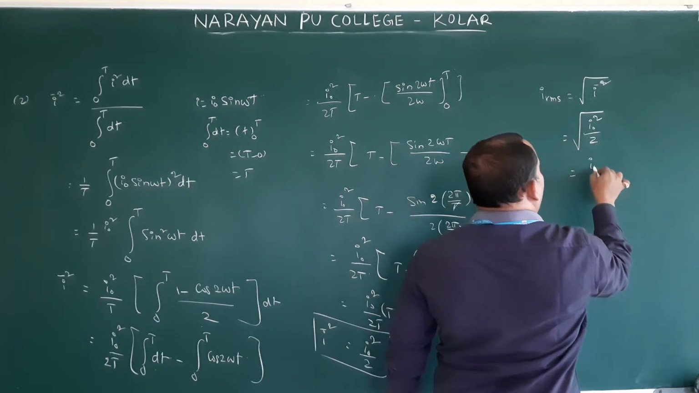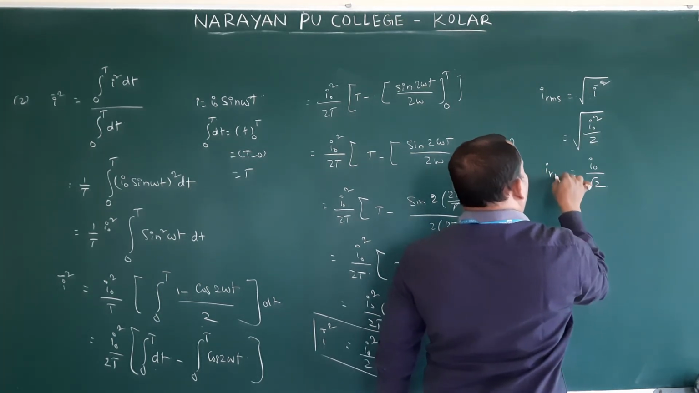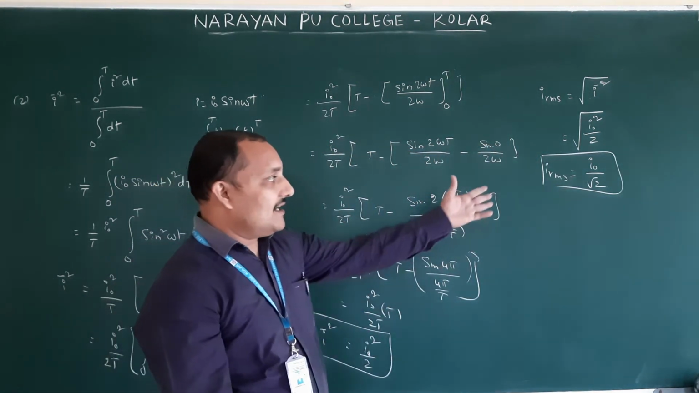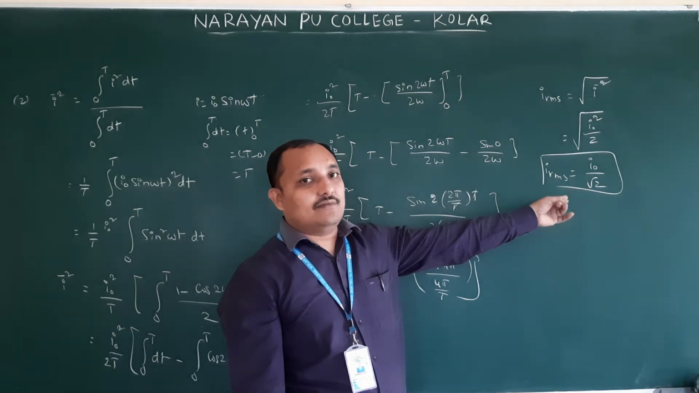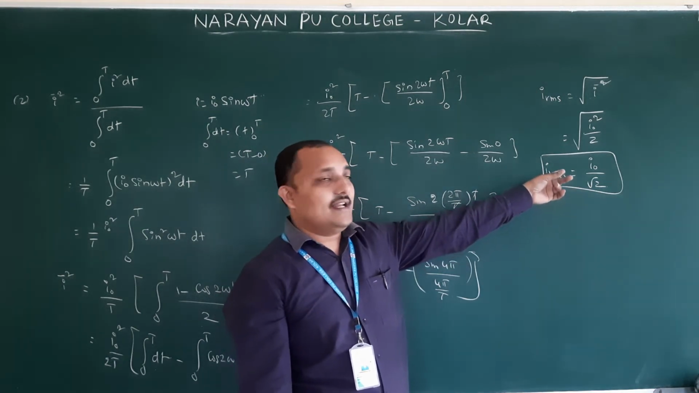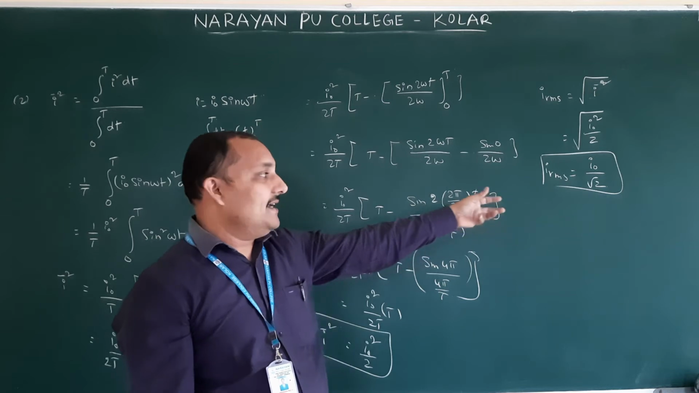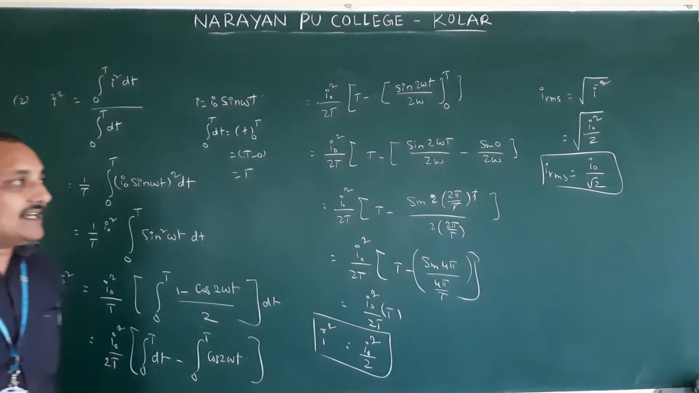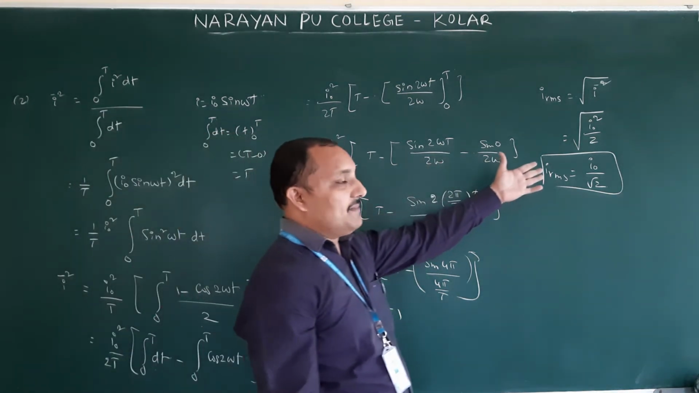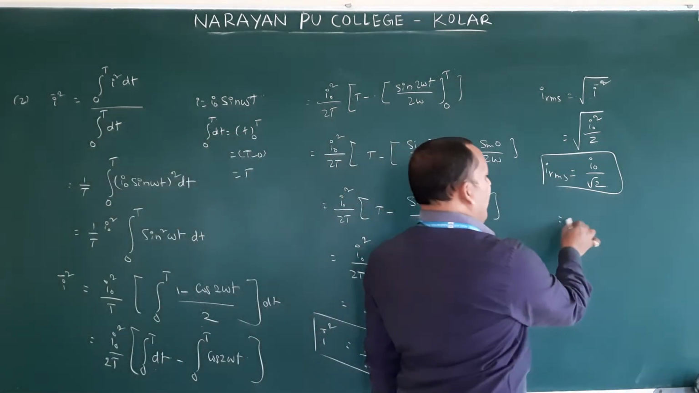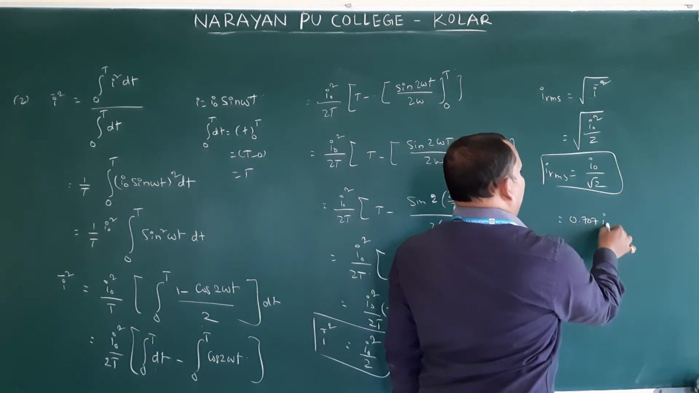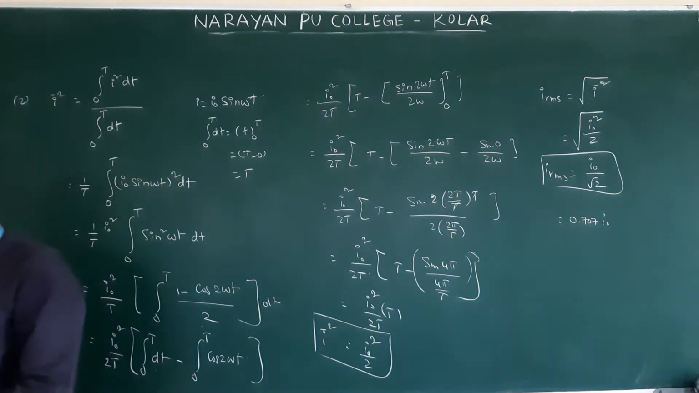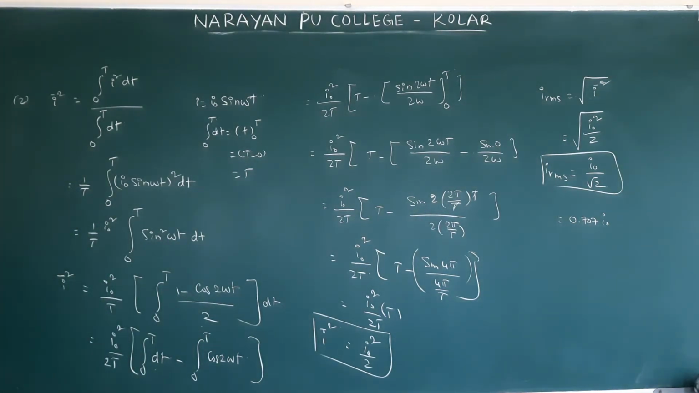Then how much will you get? I naught by root 2. So already you came to know this value. Isn't it? I RMS is equal to I naught by root 2. This is for a complete cycle, so 0 to T, one time period. What is the RMS value of current? This one, 1 by root 2. What is the 1 by root 2 value? 0.707. So this is about the RMS value of the current. That's how we got I naught by root 2.